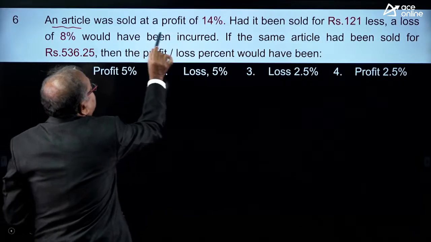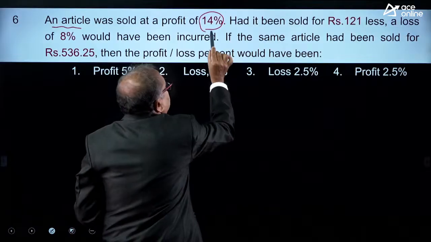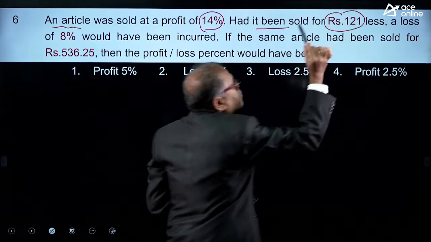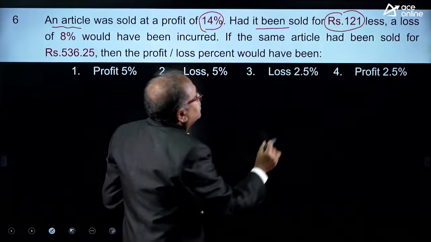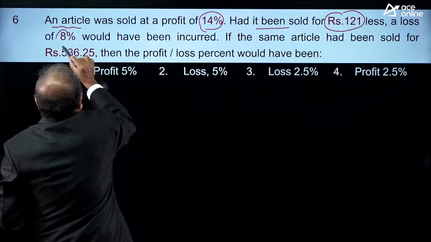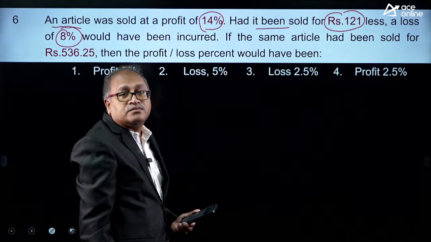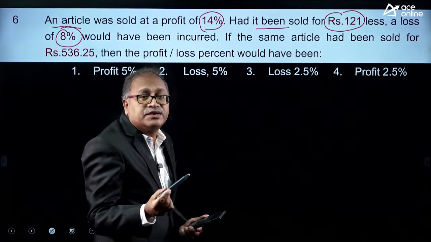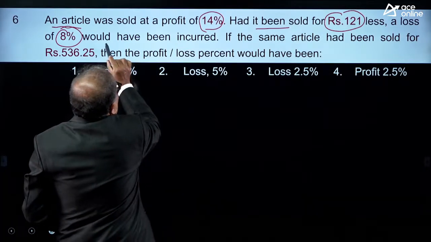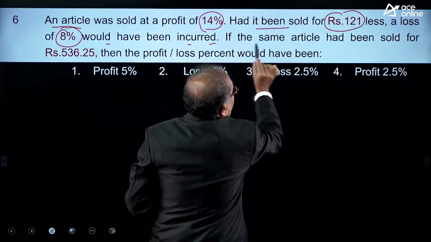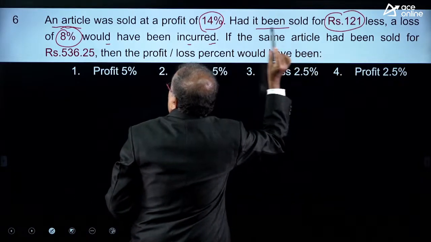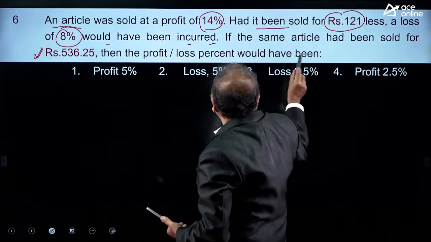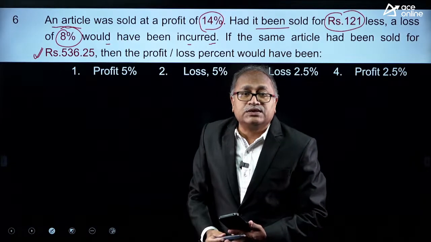An article was sold at a profit of 14%. Simple statement. Had it been sold for rupees 121 less, a loss of 8% would have been incurred. So you are understanding, 121 represents what percentage? If the same article had been sold for rupees this much, then what is the profit or loss percentage?